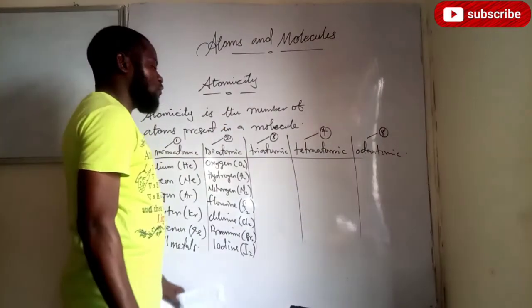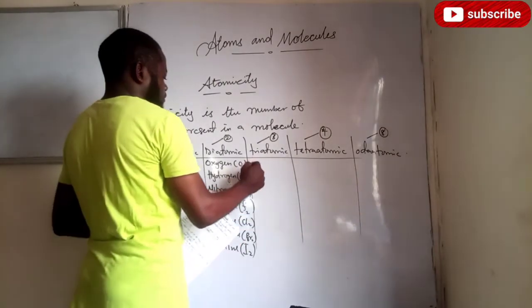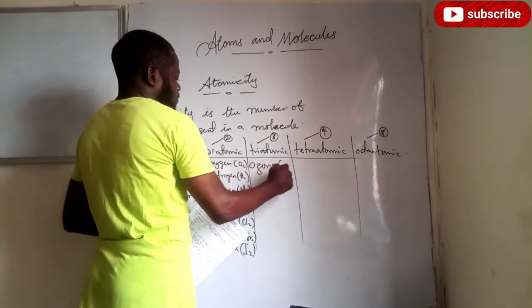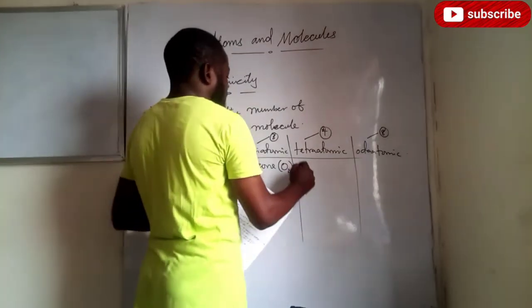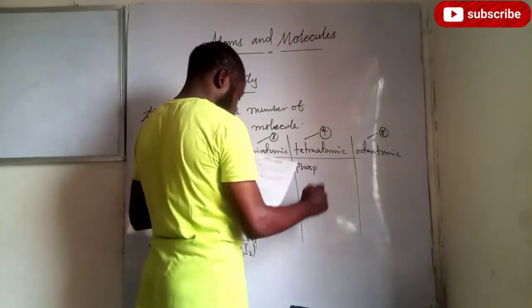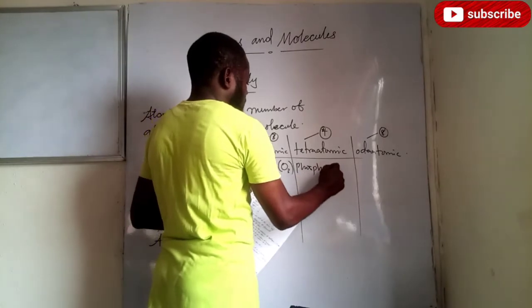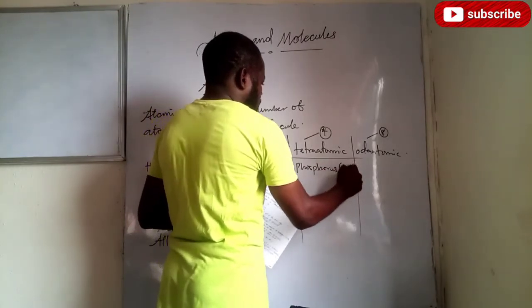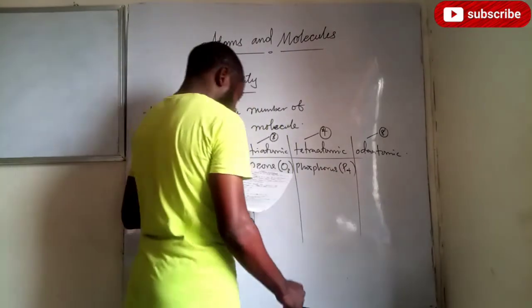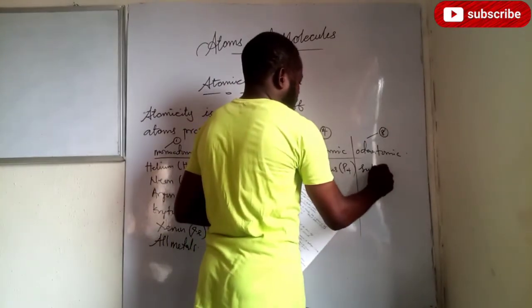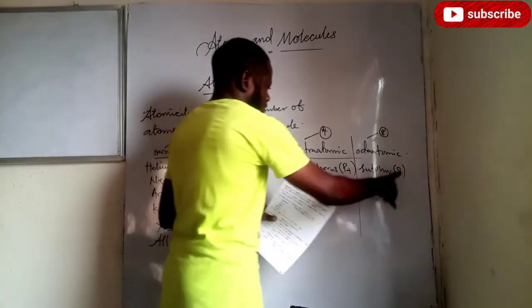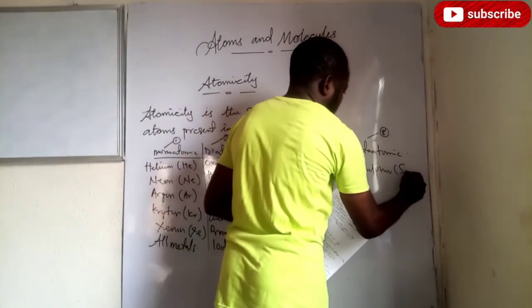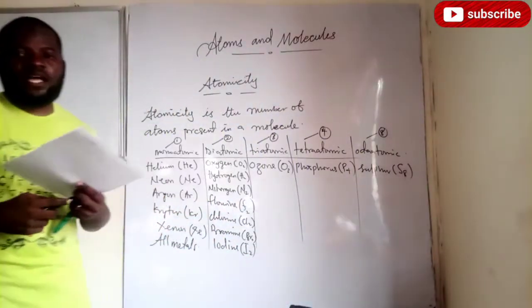What's now the example of triatomic? We have ozone. Ozone is an example of triatomic. Then tetraatomic, we have phosphorus, and that is P4. Then we have sulfur as octaatomic, S8. Octaatomic. Do we understand this now?